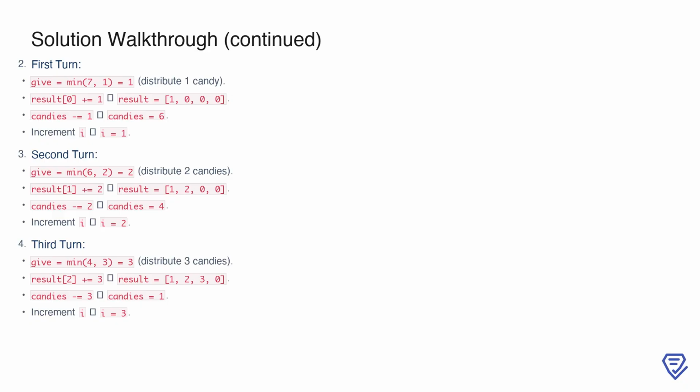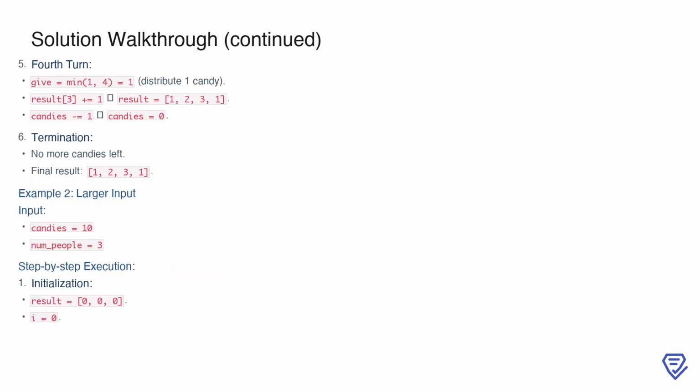On the third turn, give equals min(4, 3) equals 3, so the third person receives 3 candies, updating result[2] to 3 and leaving just 1 candy. Each turn follows this pattern of calculating the candies to give, updating the array, and reducing the remaining candies. On the fourth turn, we calculate give equals min(1, 4) equals 1, as only 1 candy remains. This candy is given to the fourth person, updating result[3] to 1 and depleting the total candies to 0. Since there are no candies left, the process terminates, and the final result is [1, 2, 3, 1]. Now, consider a second example with 10 candies and 3 people.